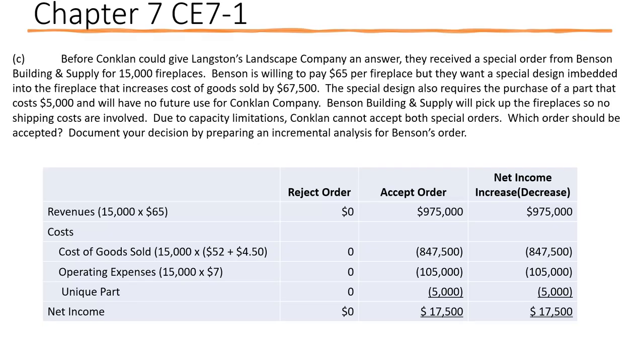But pretty simple math, so we didn't need to show that detail. If you're in a more complicated situation, that would be the next step, to do another incremental analysis between the two special orders, since they both were positive, and we wouldn't reject one just on its own.